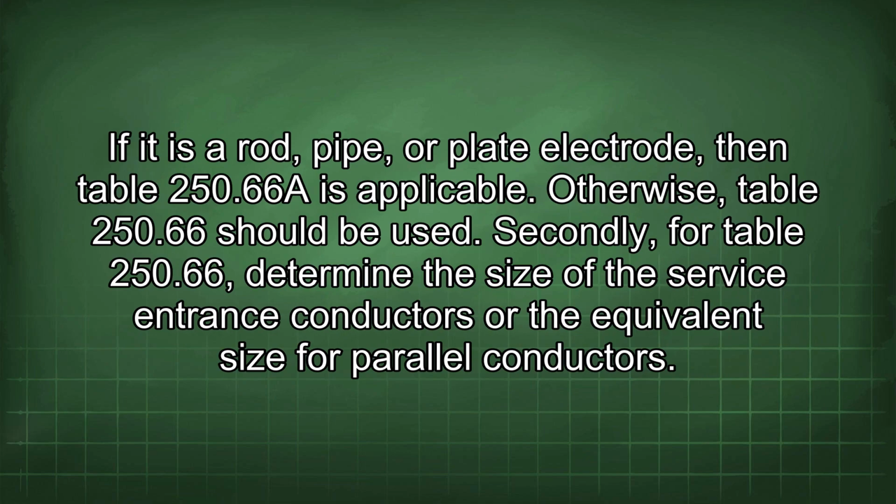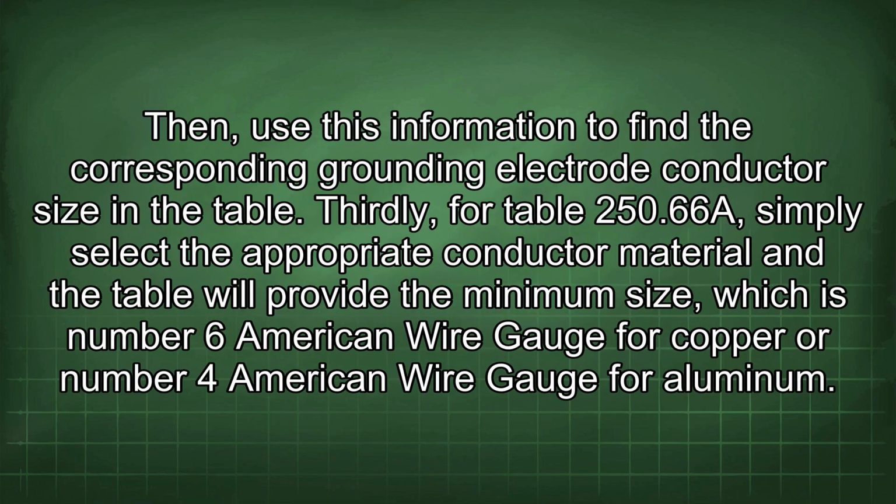Firstly, determine the type of grounding electrode being used. If it is a rod, pipe, or plate electrode, then Table 250.66a is applicable. Otherwise, Table 250.66 should be used. Secondly, for Table 250.66, determine the size of the service entrance conductors or the equivalent size for parallel conductors. Then use this information to find the corresponding grounding electrode conductor size in the table.